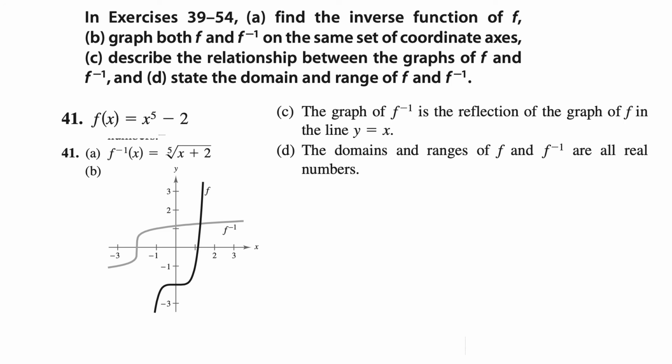Then I can graph these on the same axes using the graphing calculator, and you will see these two. This would be y1 and this would be y2, either way. Then you can see that they are reflected across the line y equals x. So that would be C, the relationship. And then the domain and range. The domain of f is all reals and the range is all reals. Therefore the domain of the inverse is all reals and the range is all reals as well.